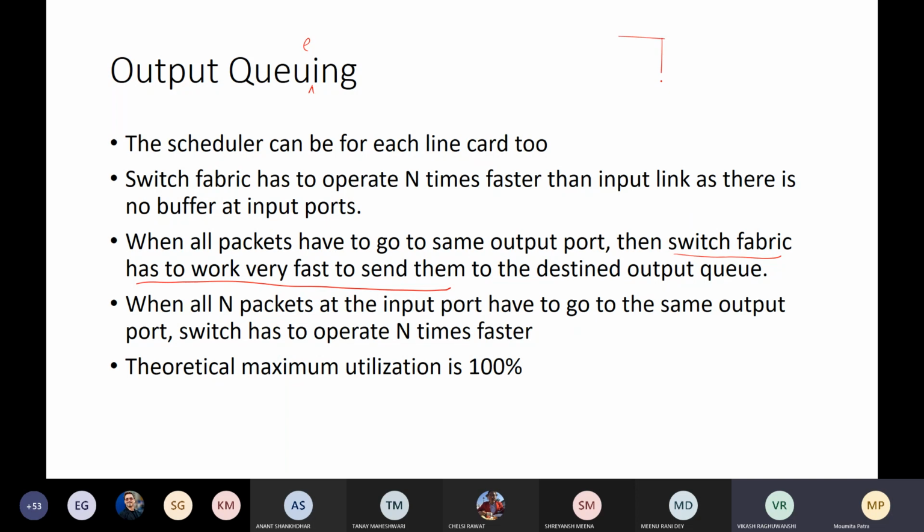Now let me show you what I'm talking about. These are the different input ports, and these are the different corresponding output ports, 1, 2, up to N. If all the packets are destined to a particular output port, suppose output port 1, then your switch fabric must work very fast so that whatever input is coming from this side, it can take it and store it in the buffers at that output port.